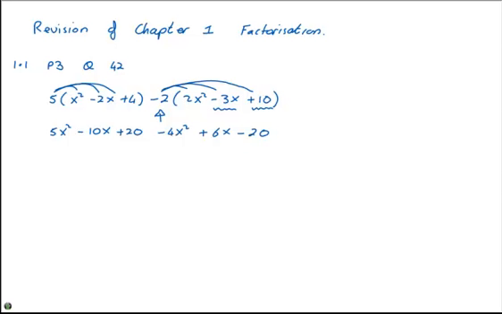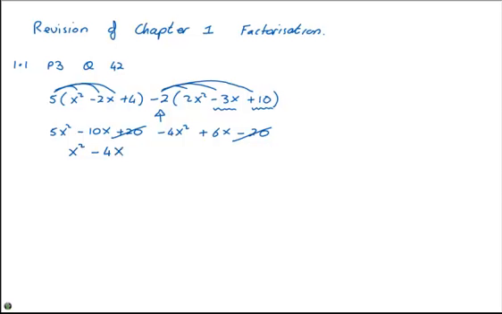Again, oftentimes the mistake there is in the last two terms. People will write down minus 6 plus 20. The 20s, of course, will cancel off for you. 5x squared minus 4x squared leaves 1x squared. Minus 10x plus 6x is minus 4x.